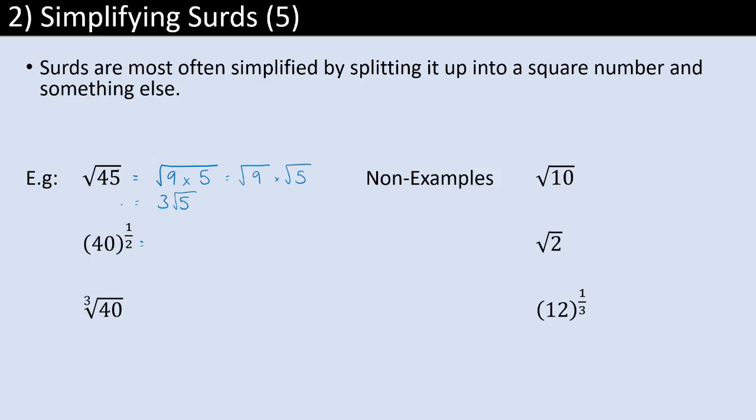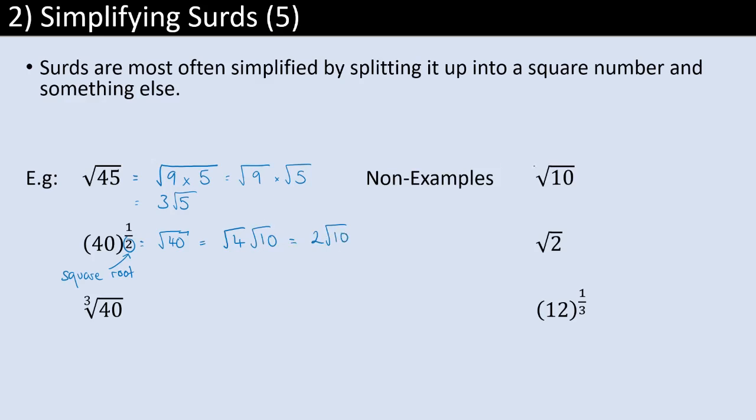40 to the power of a half. So again, getting used to these different notations, a power of a half is the same as us taking the square root, because our denominator is a 2. So root 40. Two numbers that multiplied together to give us 40, one of which is a square number. We can split that up into 4 and 10. 4 is a square number. Now, root of 4 is just 2. So that's 2 root 10.